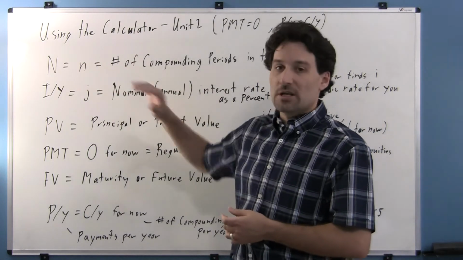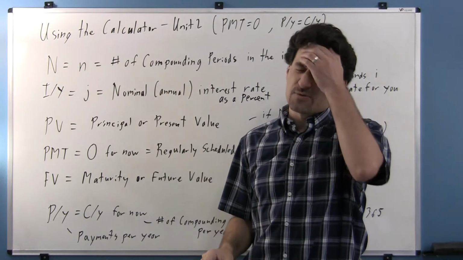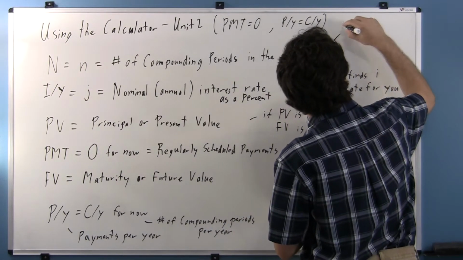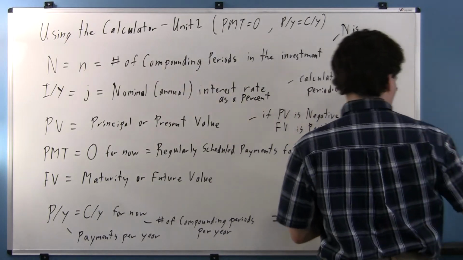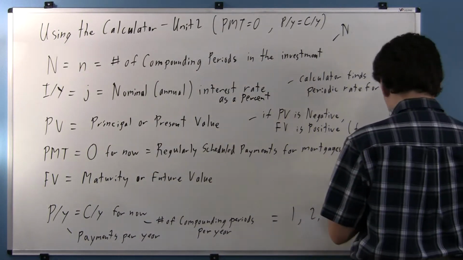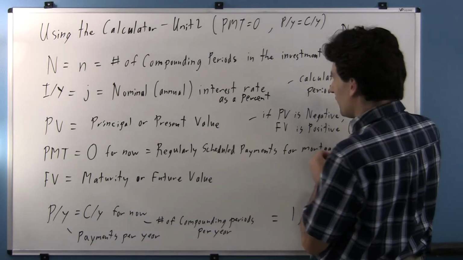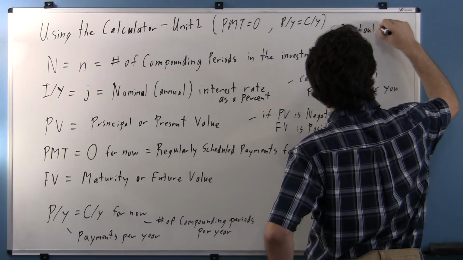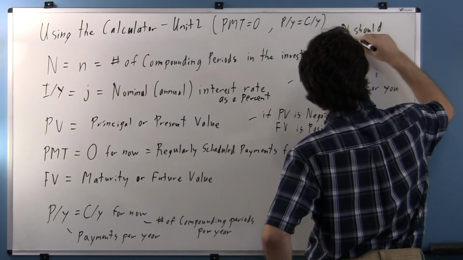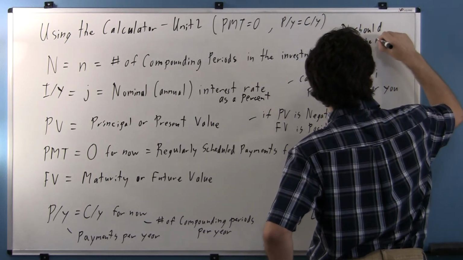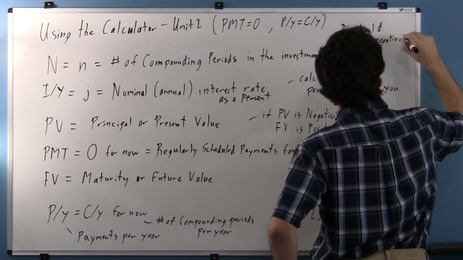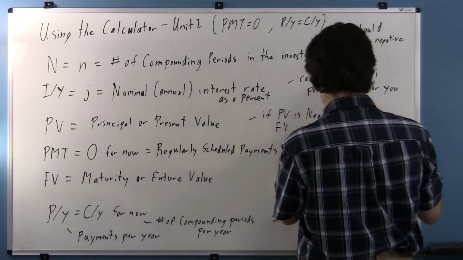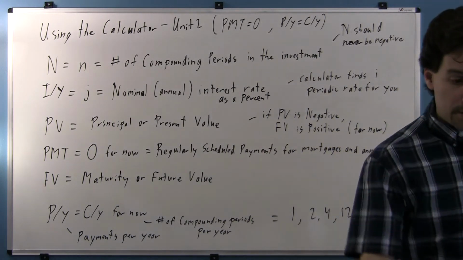Like n should never be a negative number itself. That's one of those things. If you get a negative value for n, maybe you've entered the wrong signs on those. N should never be negative. I know we used a negative exponent in our formula.